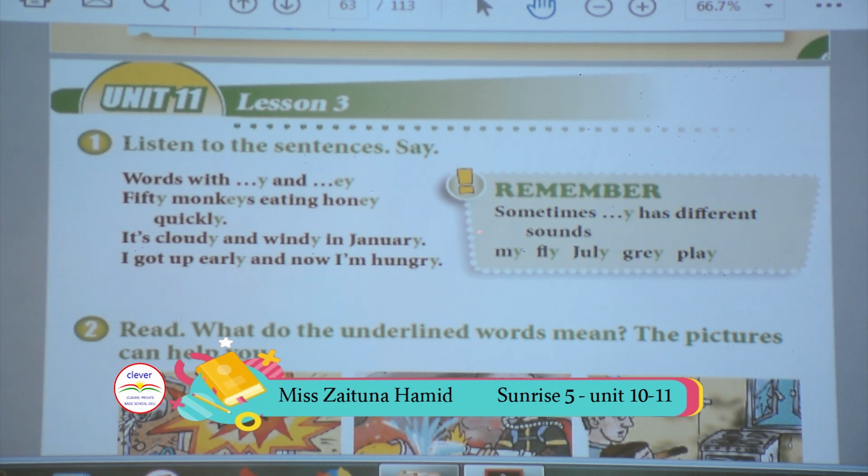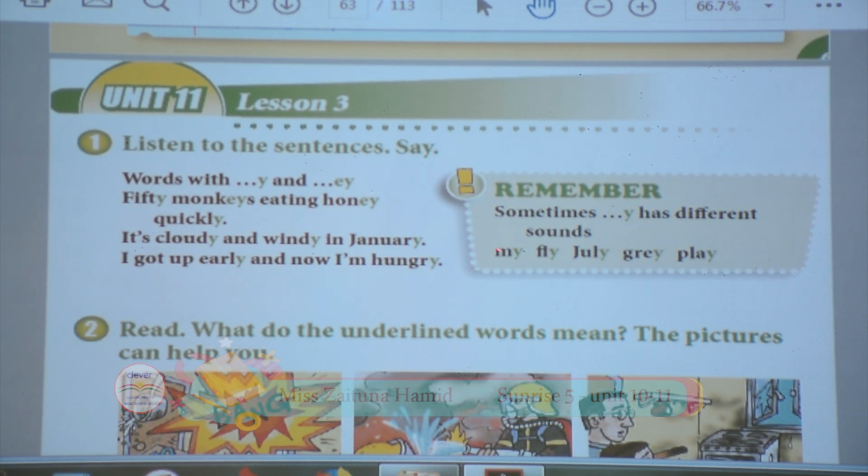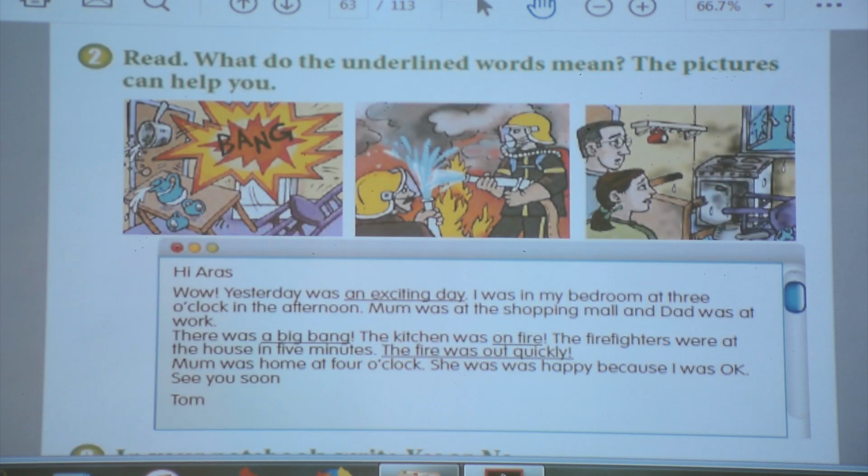For example, "my," you should say "my." Fly, July, gray, play. Okay? It has different sounds. Look at this picture. Here is an email. Hi, Aras.